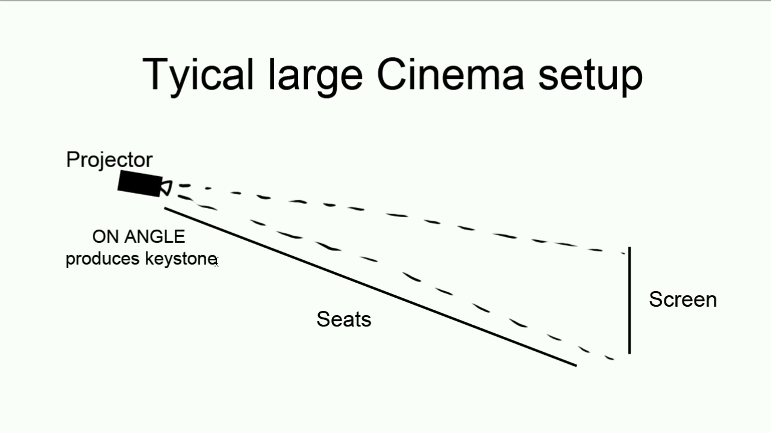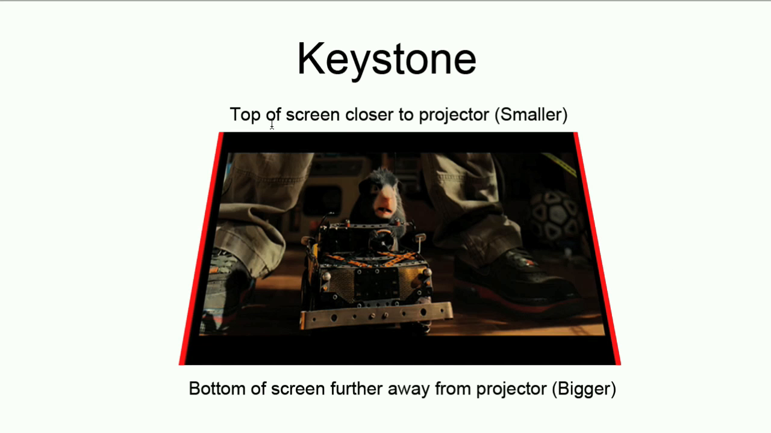This produces the keystone effect. Now, what is the keystone effect? Well, as you can see here, the top of the screen will be closer to the projector than the bottom of the screen, resulting in the following. The top of the screen being closer will be smaller than the bottom of the screen. So you have this effect happening.